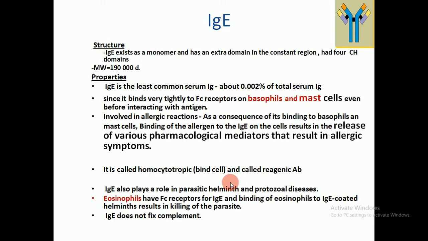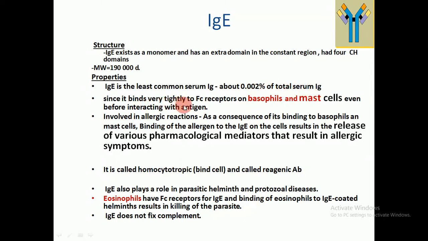The another immunoglobulin is the IgE, which exists as a monomer. This is the standard antibody, and has an extra domain in the constant region, having 4 CH domains. Molecular weight 190,000 Dalton. Property: it is the least common in serum concentration, constituting about 0.002% of the total serum immunoglobulin.